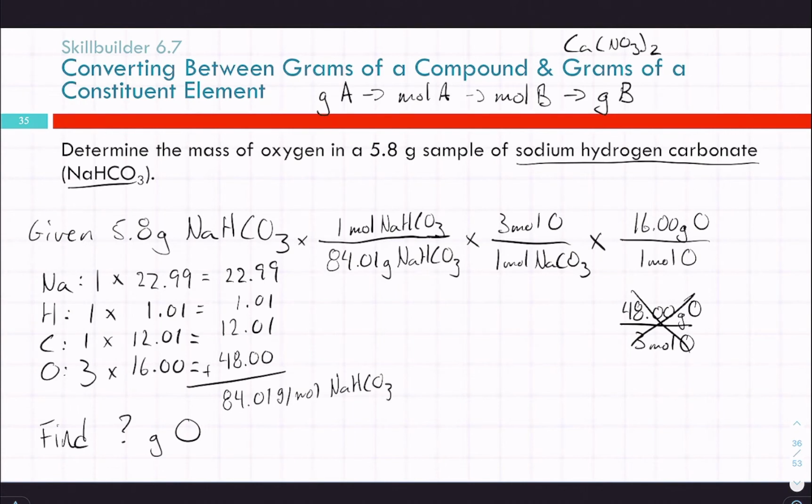And now we just multiply across the top, divide by the bottom. So 5.8 grams times 3 times 16 divided by 84.01. You get 3.3, so with 2 sig figs, 3.3 grams of oxygen.